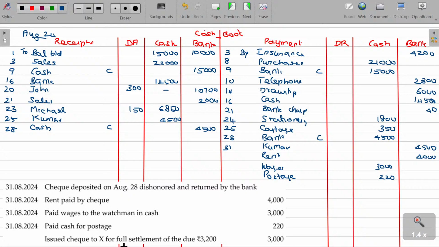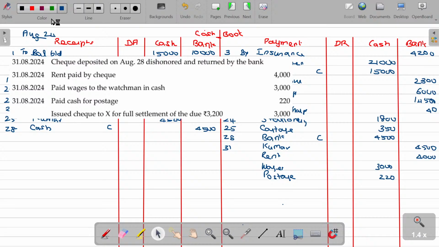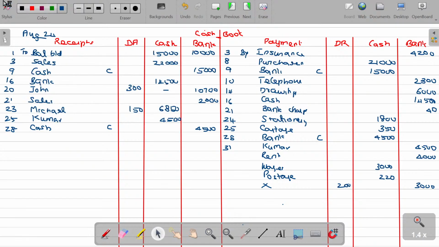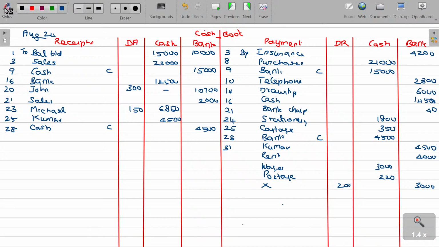Issued check to X for full settlement of the due 3,200. We have issued the check on the same date, but the value of the full settlement being 3,200, we issued the check for 3,000. That is a discount also. To whom? For X. Check payment is 3,000, but the full value is 3,200. Then 200 rupees will be considered as discount. Is that clear? We have posted all the things. We have posted everything.